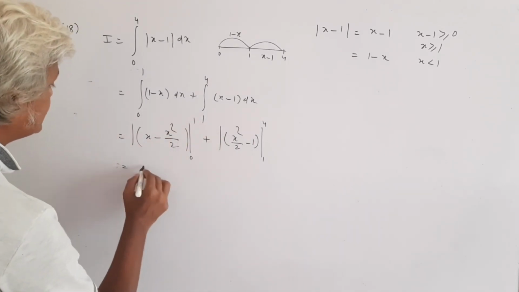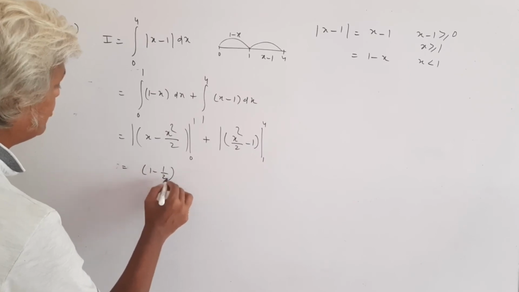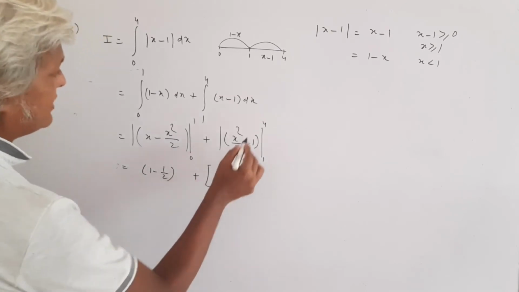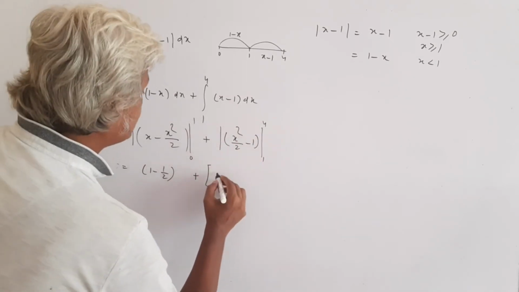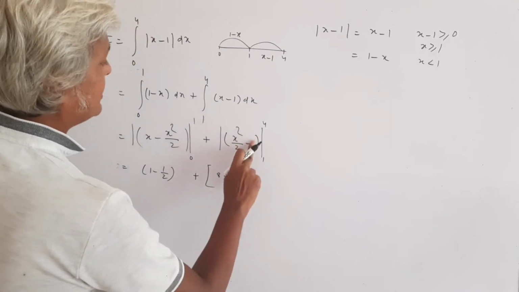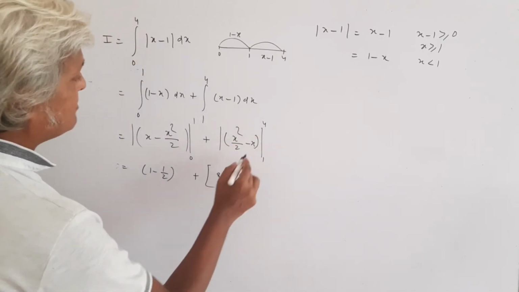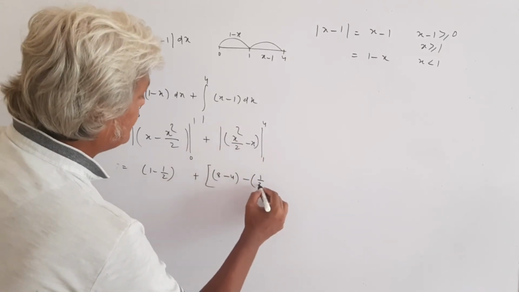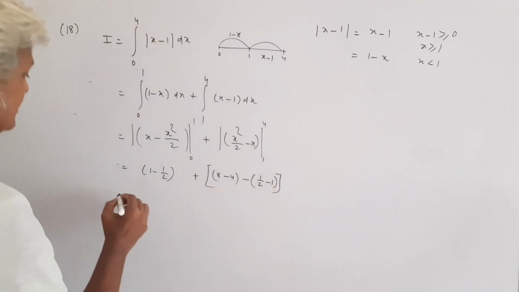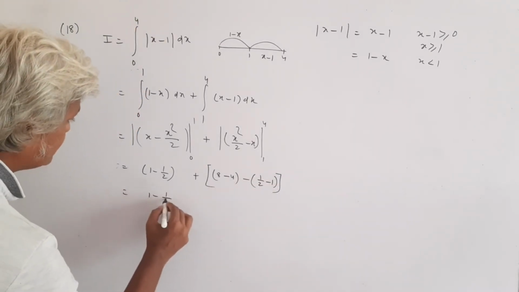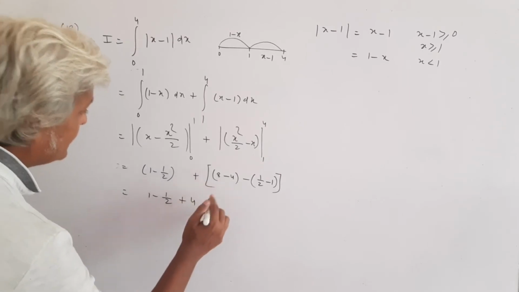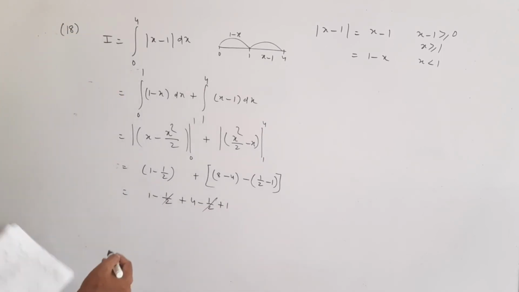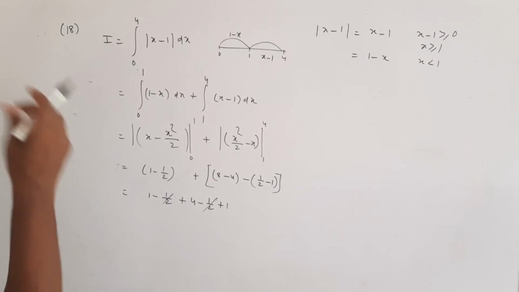So put 1 there first. This is 1 minus 1 by 2, and when you put 0 it becomes 0, forget it. Then in the second case, when you put 4, 4 square 16 by 2 is 8, and sorry, integration of 1 should be x. So 8 minus 4, minus, when you put 1, this becomes 1 by 2 minus 1. So this is 1 minus 1 by 2 plus 4 minus 1 by 2 plus 1. 1 by 2, 1 by 2 cancel, and 4 plus 2 is 6.